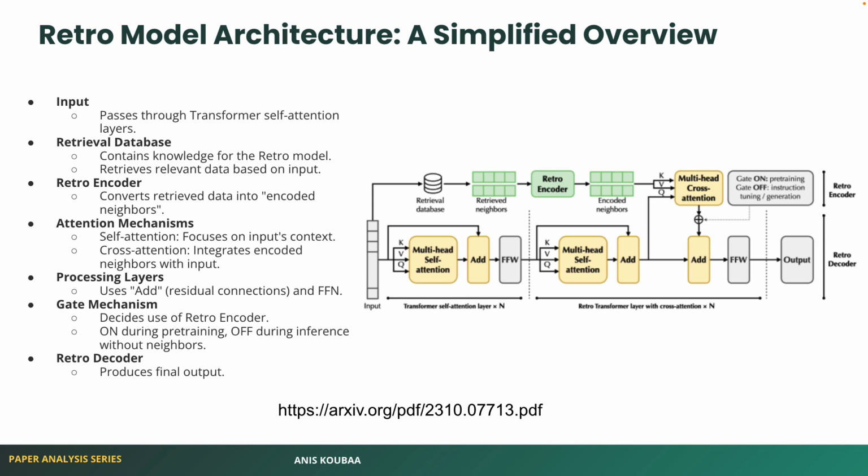However, during instruction fine-tuning and inference, when retrieved neighbors might not be present, the gate is switched off, effectively bypassing the Retro encoder. And so finally, the Retro decoder produces the model output utilizing both the processed input and also the insight of the encoded neighbors obtained from the retrieval database. So this slide, in summary, summarizes all the architecture from the input and retrieval database until producing the output.